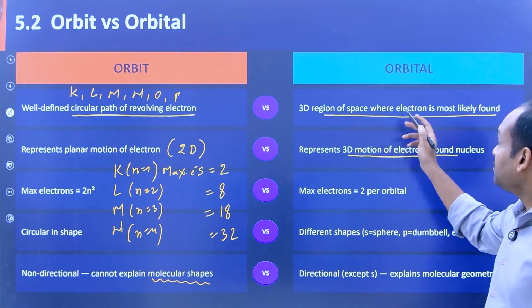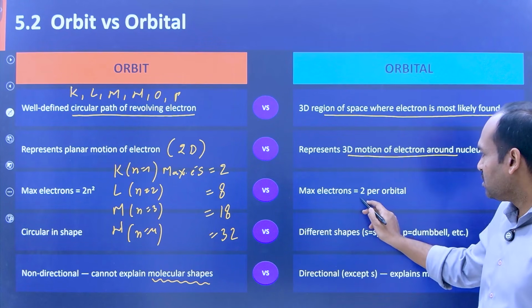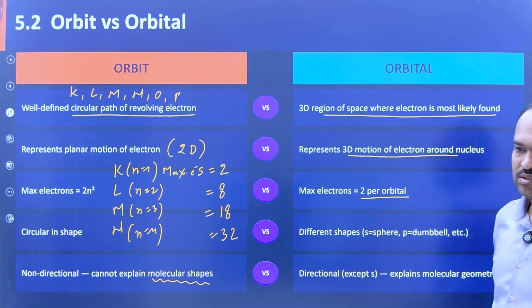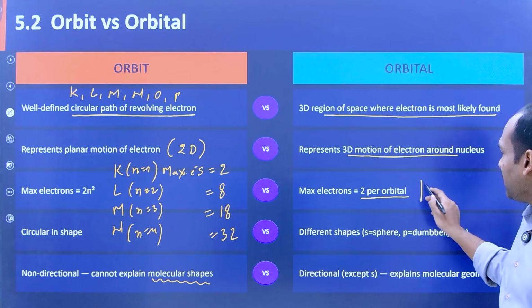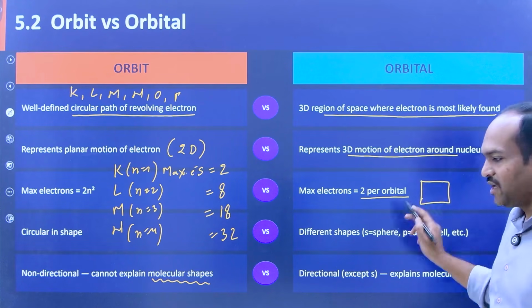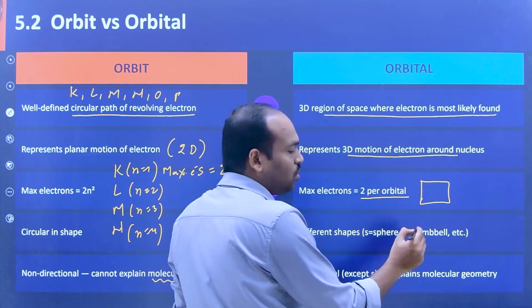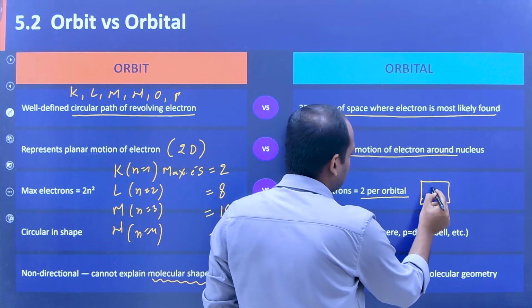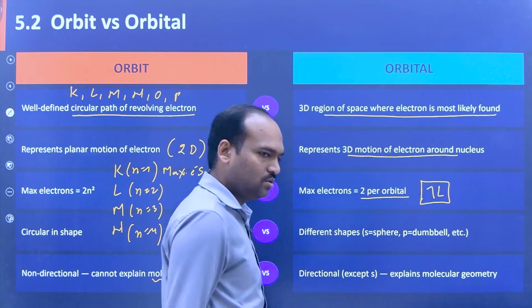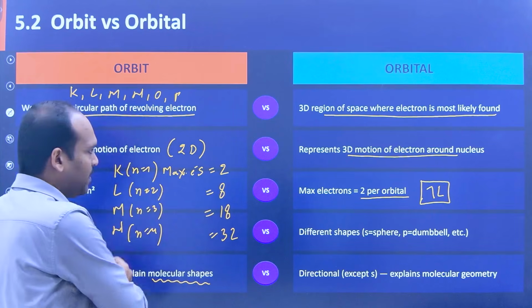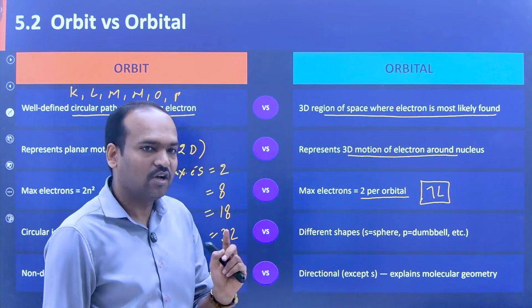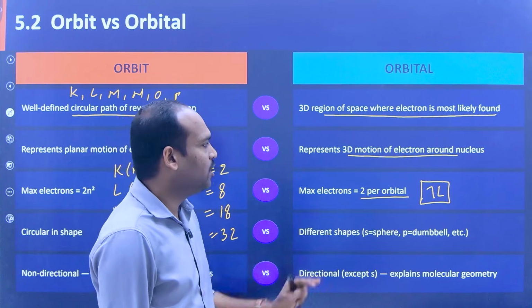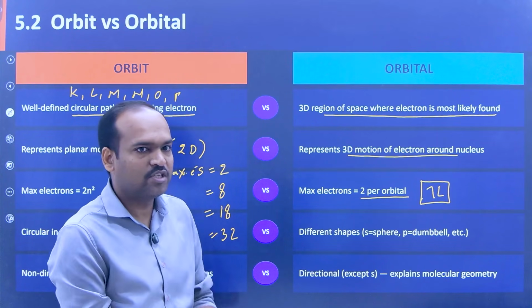Next, maximum electrons is 2 per orbital. So an orbital we will represent like a box. In a box diagram with 2 electrons, how many electrons can be filled in an orbital? 2. In an orbit, it is 2n square. But maximum electrons in an orbital is always 2, which is explained by Pauli's principle. We'll discuss Pauli's principle better.